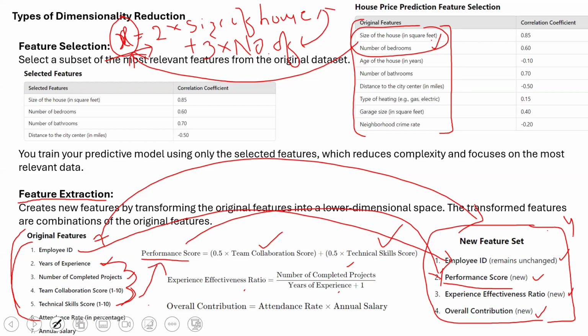So that is the difference between feature selection and feature extraction. Understood? Yes. So that is the difference between feature selection and feature extraction.